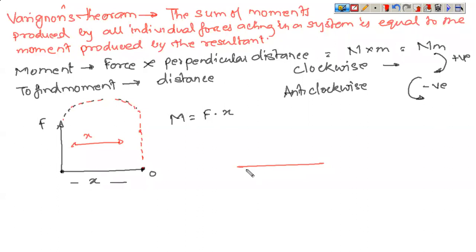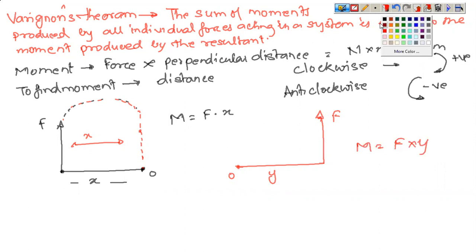Similarly, if this would have been your reference and this would have been your force, and let us say this distance is y, then the moment would have been given by F into y. Let us again draw a reference line here. How will the force move so that it touches this reference? There are two ways. Either it can go like this or it can go like this.